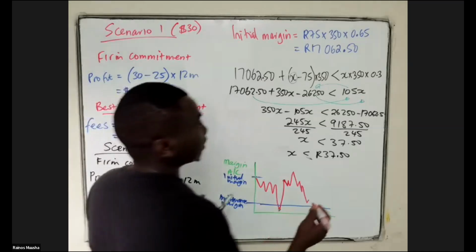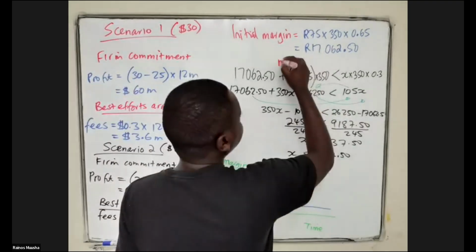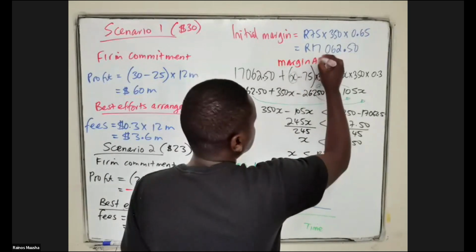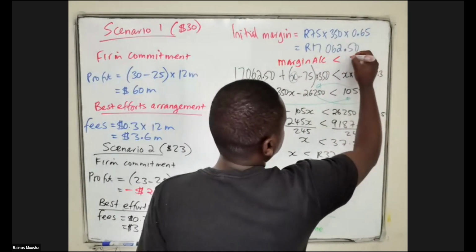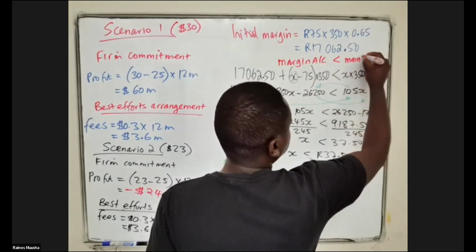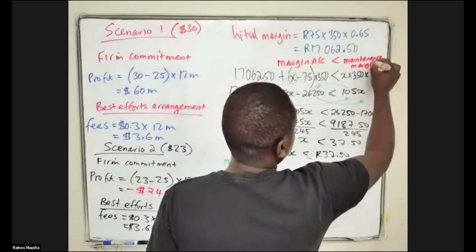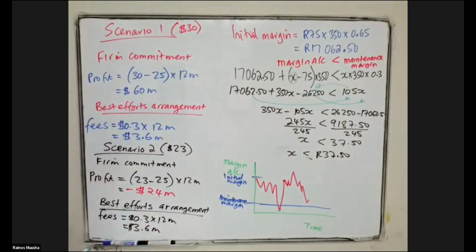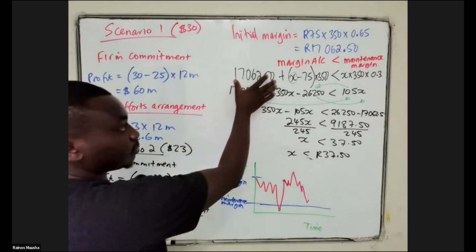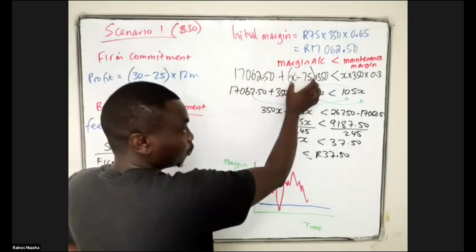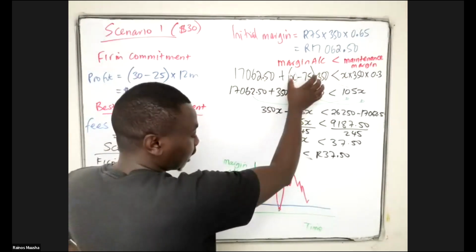So the main idea is you receive a margin call when your margin account is less than your maintenance margin. So you receive a margin call when the value of your margin account is less than the maintenance margin. That's when you're going to be receiving a margin call. So we know that if you start off at the initial margin of this, there's a certain share price which will result in a situation where your margin account is going to be somewhere here.